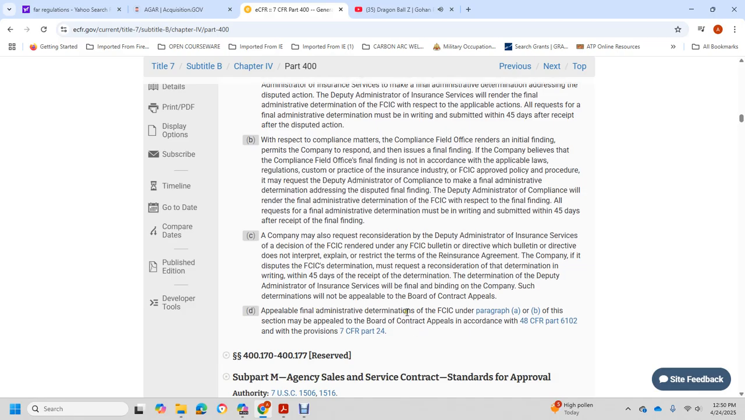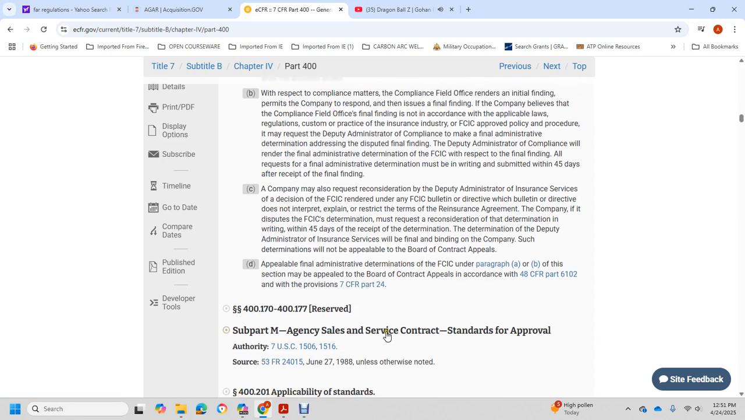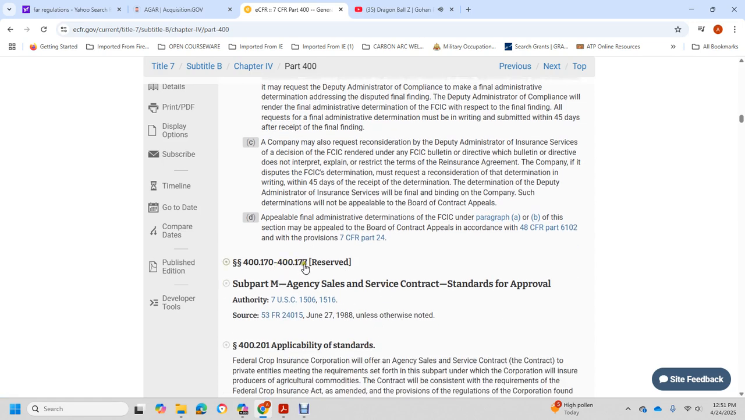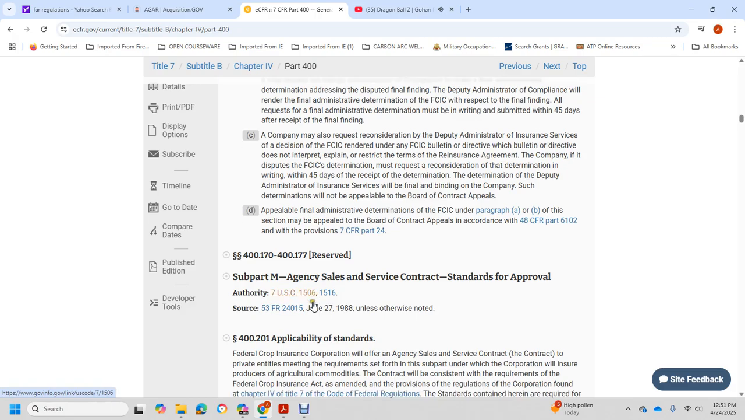Appeal of the final decision of the Administrator for the FCIC under paragraphs A and B of this section will be applied to the Board of Contract Appeals in accordance with Title 48 CFR Part 6102 and the provisions of Title 7 CFR Part 24, 470 through 177, reserved. Subpart M, agency and contract standard approval. Title authority: Title 7 U.S. Code 1506 and 1517.